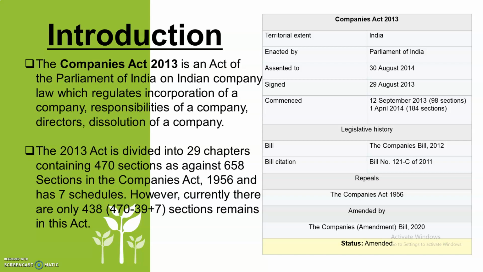Now on your screen you can see the genre of Companies Act 2013, the information part. Territorial extent is India, which means this particular act is applicable only in India. It is enacted by Parliament. It got its assent on 30 August 2014. It is signed in 2013. When it was commenced, it had 98 sections, and in 2014 it had 184 sections.